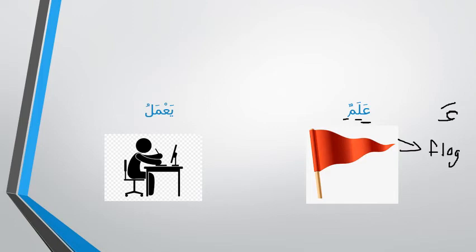Okay? Now, what do? Here? This is the letter A. Okay. We are walking. Then, we will jump like this. Then, we will overturn like this. And, as if you're skating. We put above it sukun. Okay, guys? So, we have alamun is a flag. Ya'malu is work.